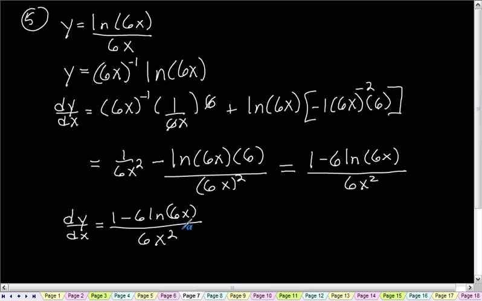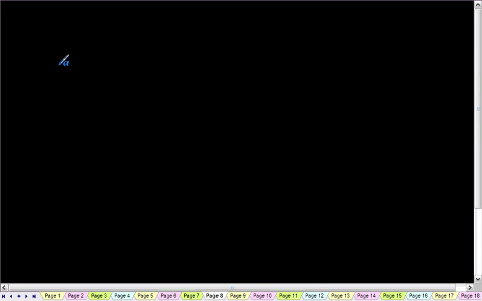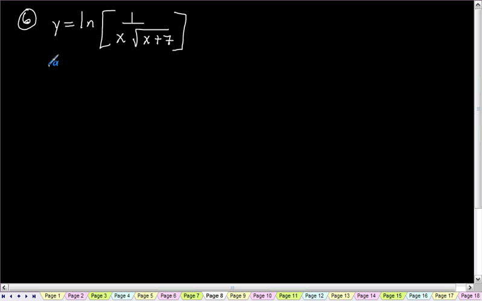Let's do number 6. Number 6 says the following. Y is equal to ln of 1 over x plus 7. This is going to be a long one, you can tell. So we take the derivative of both sides.